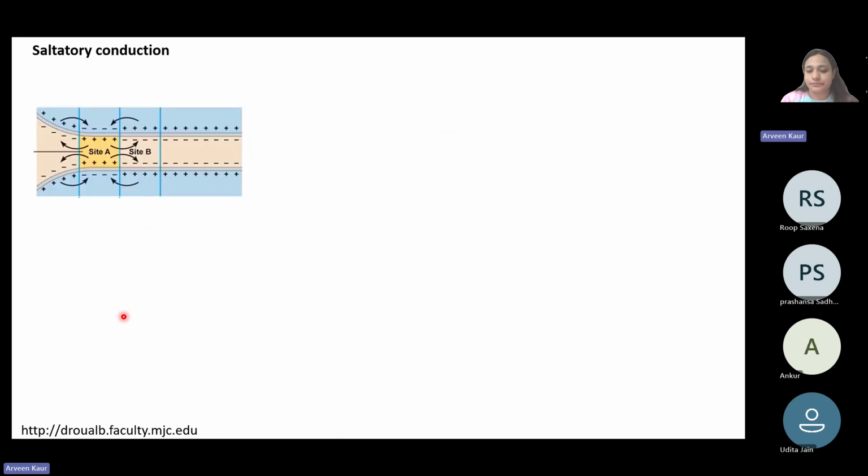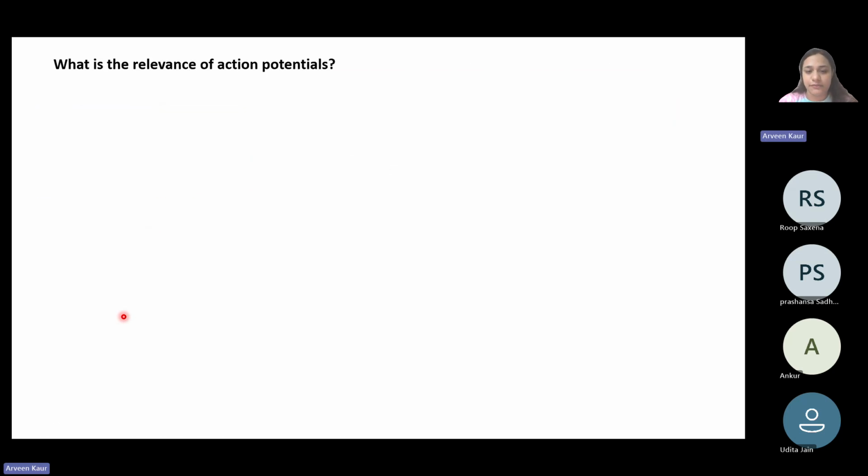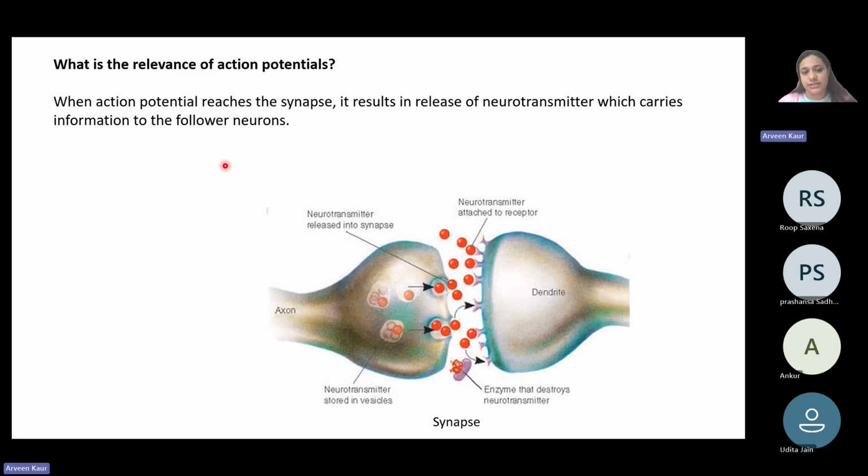Yeah, so this part we have already studied, right? Yeah. So what is the relevance of these action potentials, right? So how are they relevant? They are relevant because when these action potentials actually reach the synapse, that is the end of one neuron and the beginning of another neuron, right? So the junction between these two neurons, when it reaches that point, results in release of neurotransmitter.